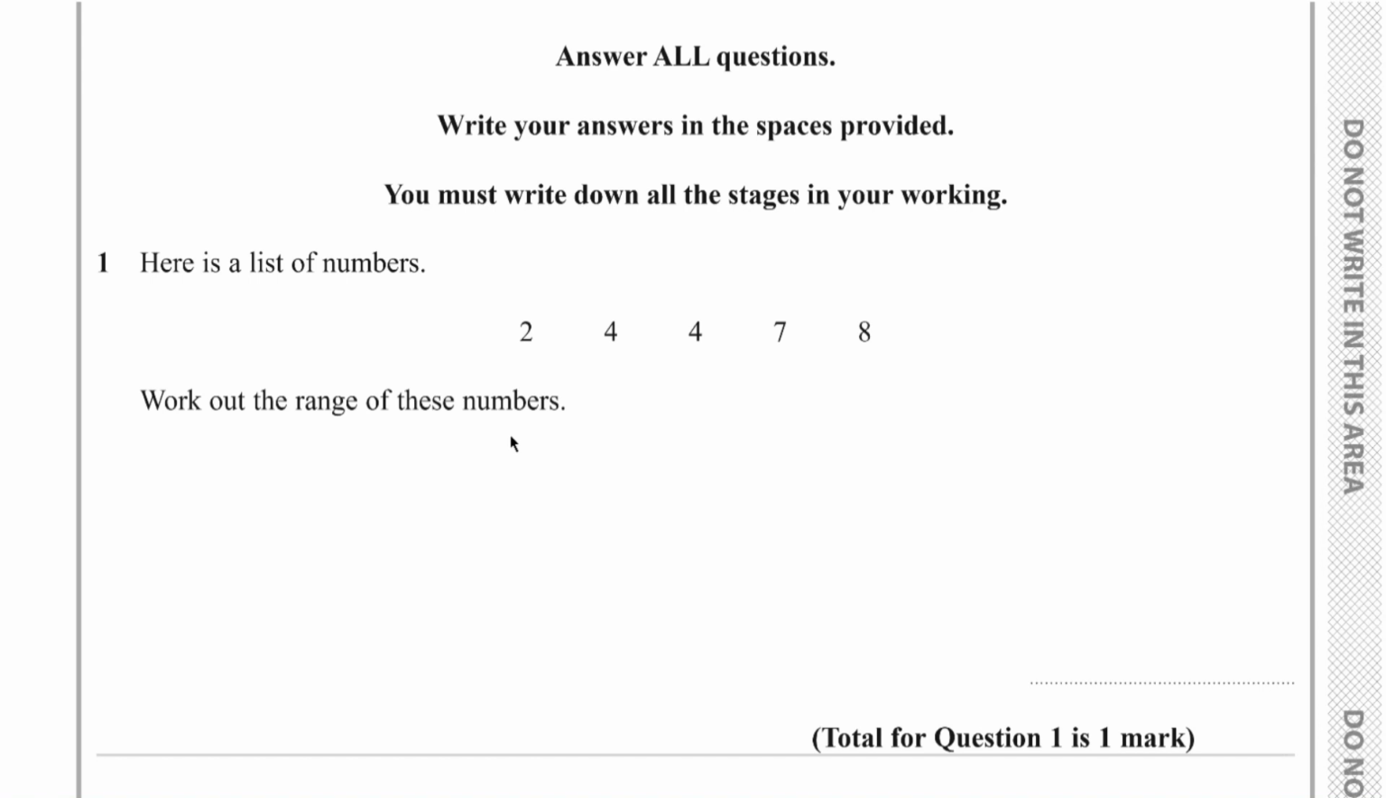To work out the range, we need the smallest number, 2, and the largest number, 8. The range is the difference between 2 and 8. So, the range is equal to 8 subtract 2, which is equal to 6. So the range is equal to 6.